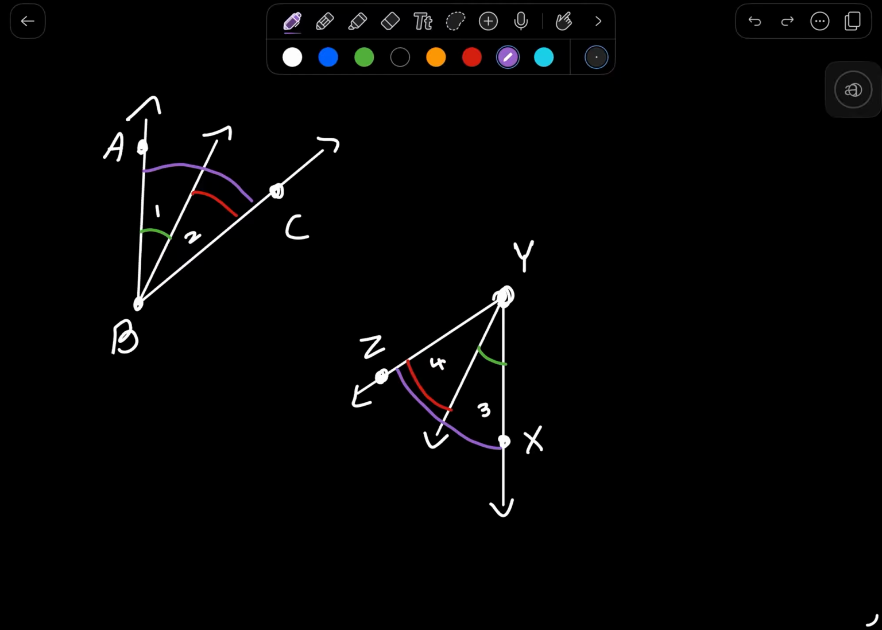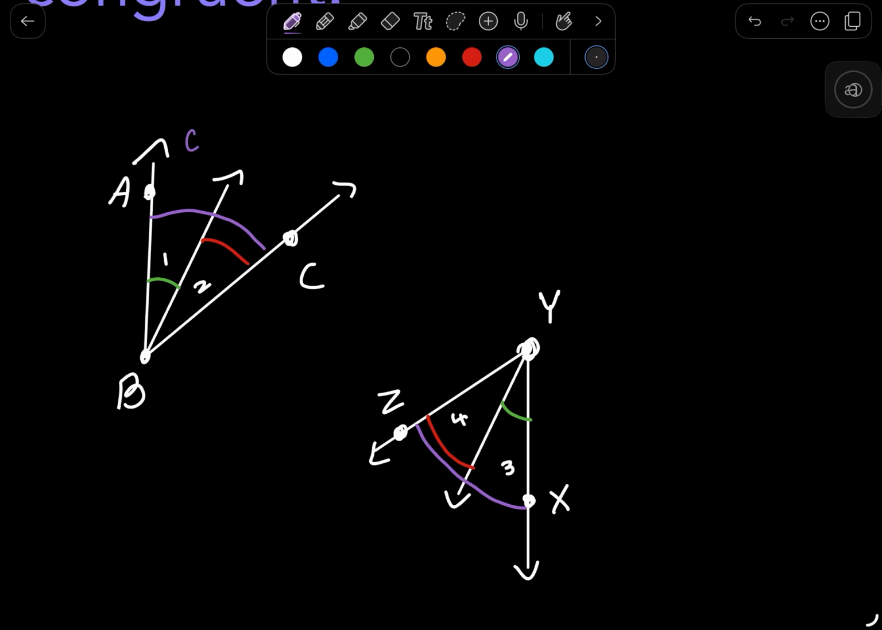If you want the more mathematical way of thinking about it, once again, let's call the purple C, and let's call the green A. If you want to find red, you just subtract A from the overall angle. So you get C minus A for the red angle here, and a similar thing, C minus A, and of course these are equal. So the differences are congruent.